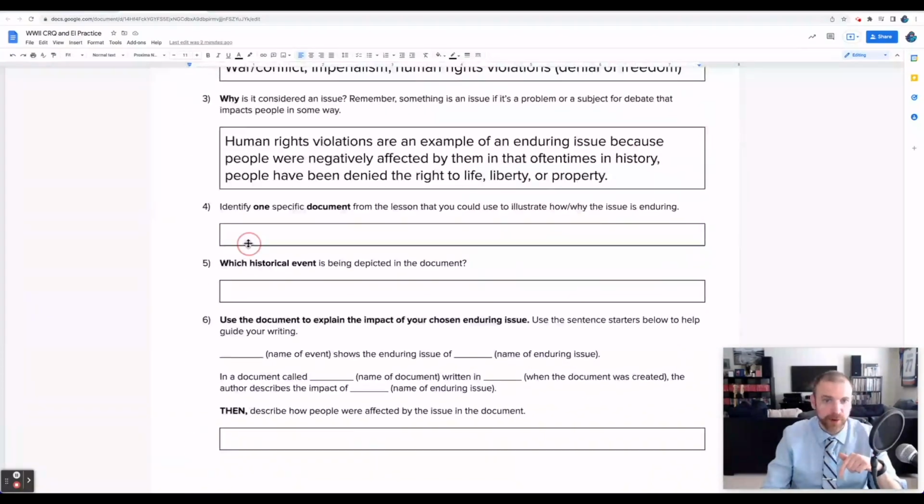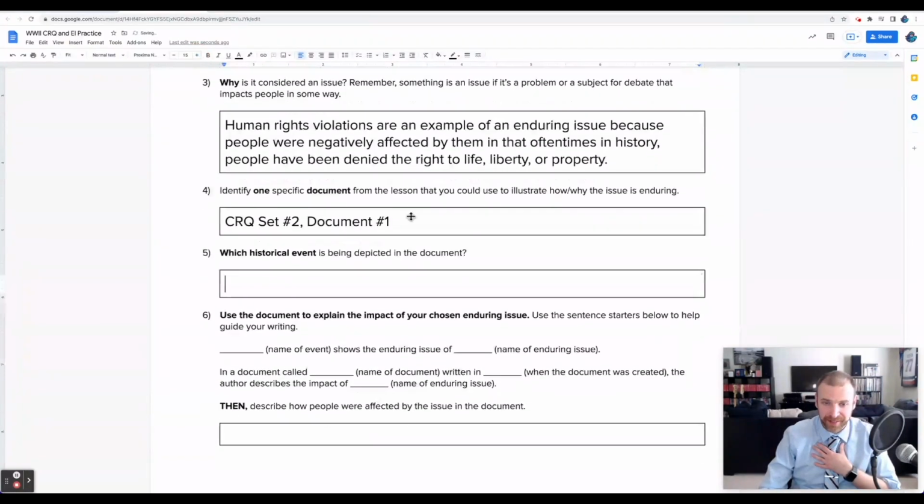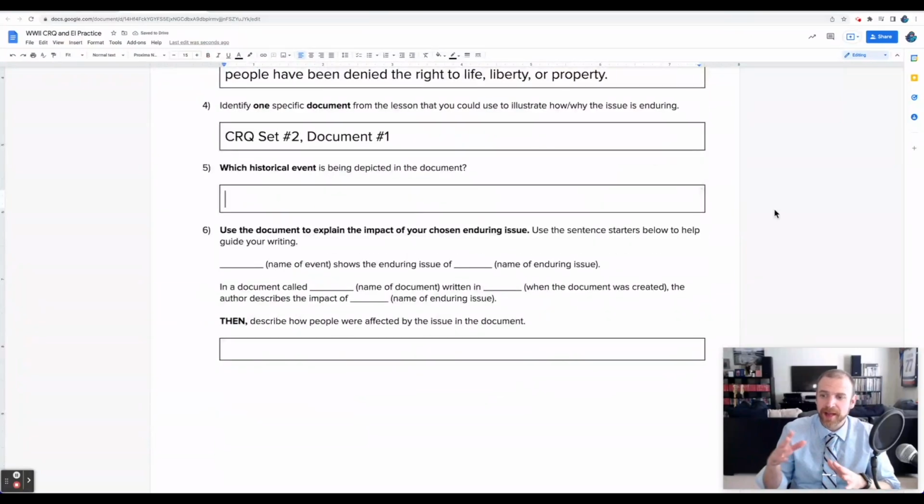So going back here, you're going to put for number 4, CRQ set number 2, document number 1. Which historical event is being depicted in the document? Okay, going back to when we wrote our enduring issues essay, when you get a document about an event, you have to give it a title, right? And this is important when it comes down to creating a thesis statement and describing the document.